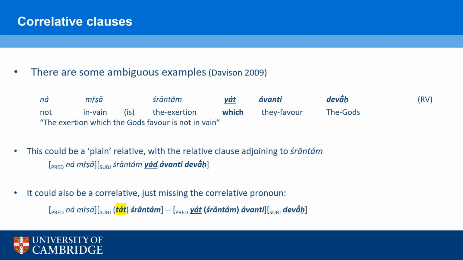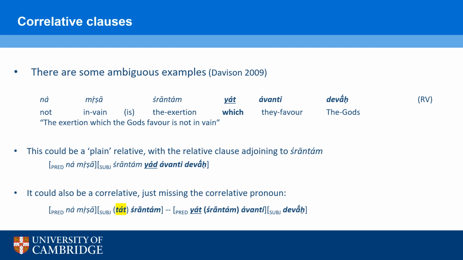And then, yat shrantam avanti devaha, which exertion the gods favour. Here we have two subjects and two predicates. The first subject is tam shrantam, that exertion, and its predicate is namrasha, is not in vain. Then we introduce another subject, devaha, the gods, and another predicate, yad shrantam avanti, they favour which exertion. Now don't worry if that's left your head in a spin.